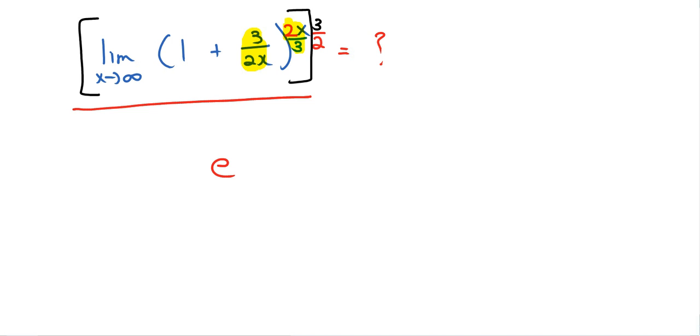All right, and then what's left on the outside? Well, I have this 3 over 2. This 3 over 2 here highlighted in blue, that's just an exponent, so my final answer is e to the power of 3 divided by 2. That's my final answer. Okay, let's move on to another question.